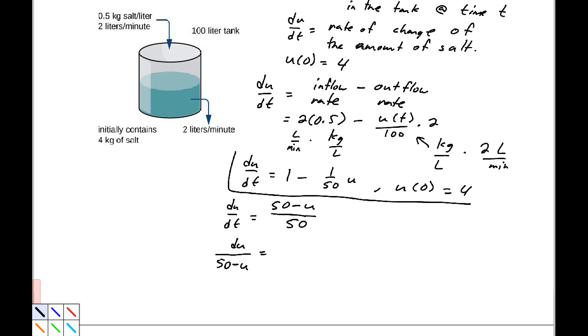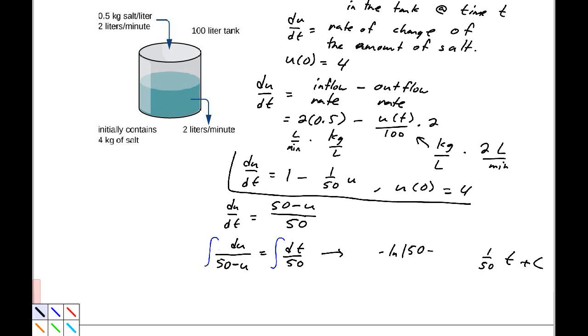And that is dt. That'll be actually 1/50th. Just write it like this. And now we're going to take the antiderivative of both sides, which will lead us to 1/50th t on the right side plus c. And on the left side, that will be minus natural log absolute value of 50 minus u.